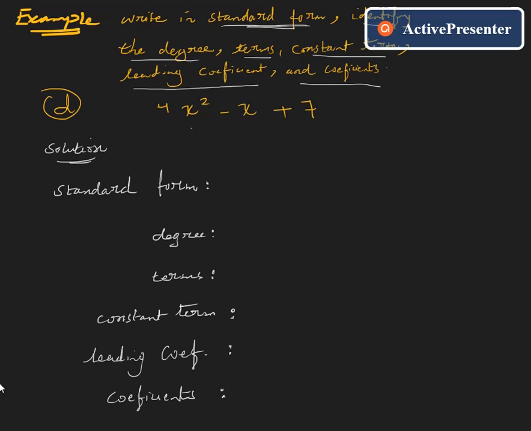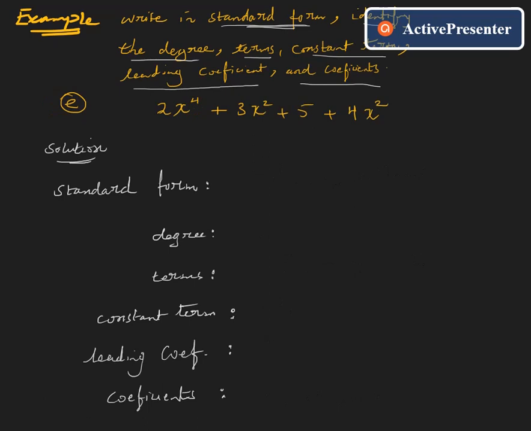So the standard form for 4x squared, provided that n or the leading coefficient is not equal to 0, minus x plus 7. It is in the standard form. The degree is 2. The terms we have are 4x squared and minus x and 7. The constant term is 7. The leading coefficient is 4. The coefficients we have 4, minus 1 and 7.